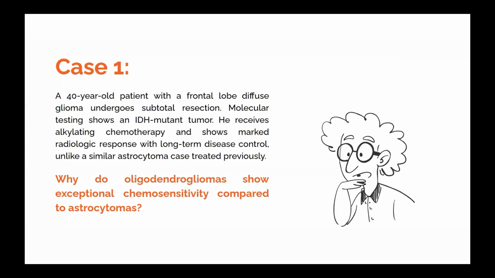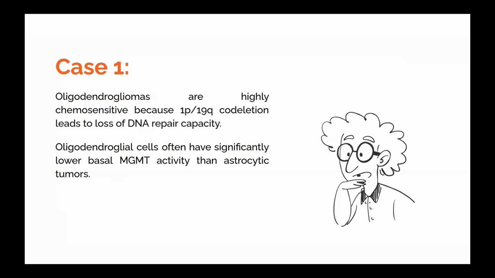A 40 years old patient with a frontal lobe diffuse glioma undergoes subtotal resection. The molecular testing shows it is an IDH mutant tumor. Patient receives chemotherapy and improves. The question is, why do oligodendrogliomas show exceptional chemosensitivity compared to astrocytomas? Because they all are IDH mutant, and there is the MGMT promoter gene methylation. Therefore, there is the excellent effect of the temozolomide or all the alkylating chemotherapeutic agents.